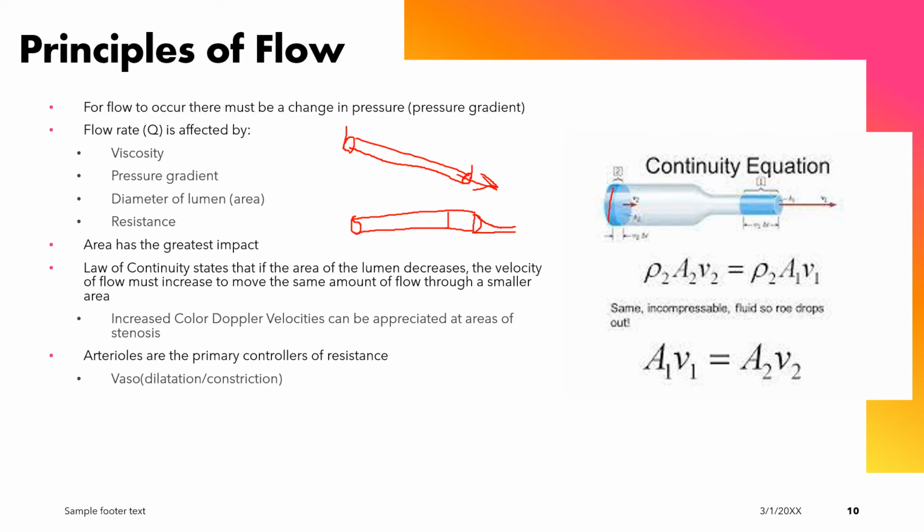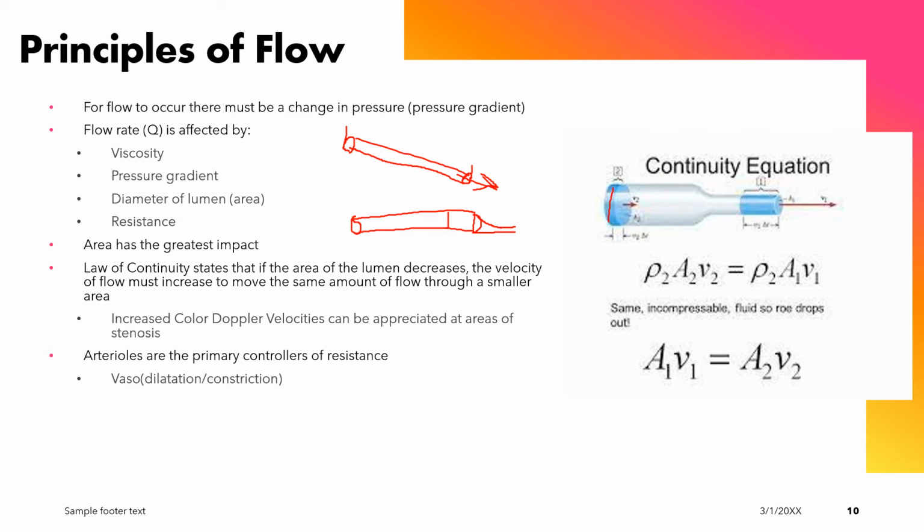Resistance in our vascular system is mainly controlled by the arterioles. So our arterioles are going to be reacting to neurologic feedback to cause vaso and arterial constriction and dilatation, and that is going to change the blood flow that we see in our vessels. Of all of these qualities that affect flow rate, area has the highest impact. However, all of them are significant factors.